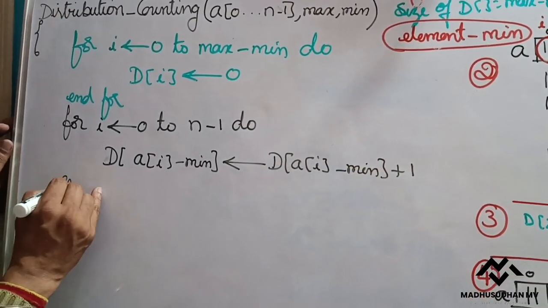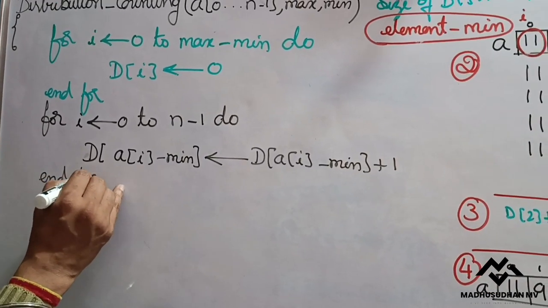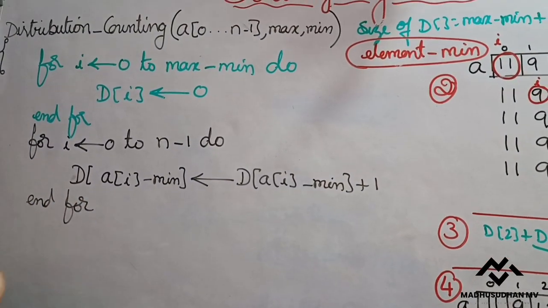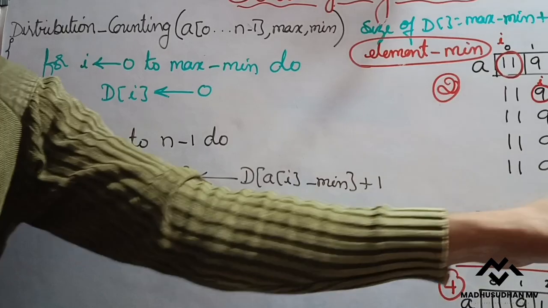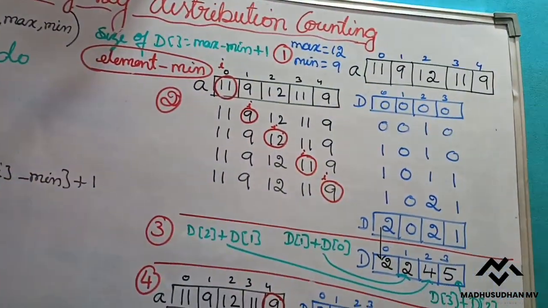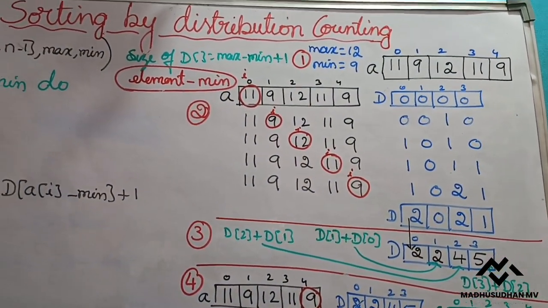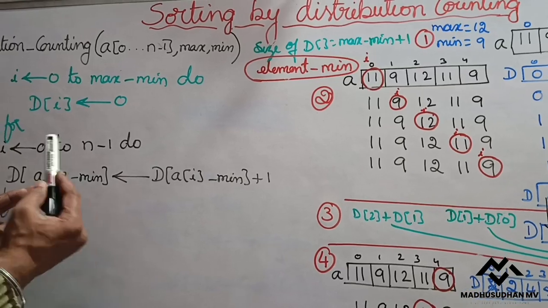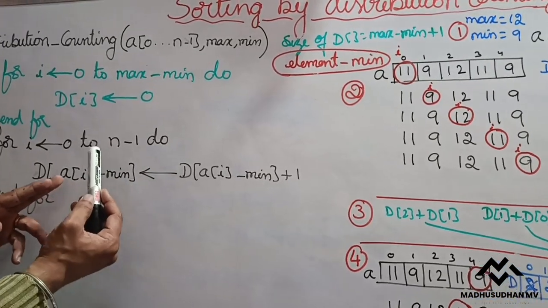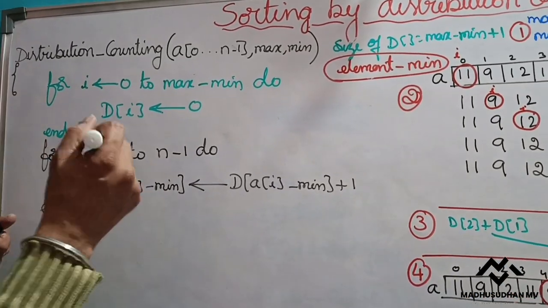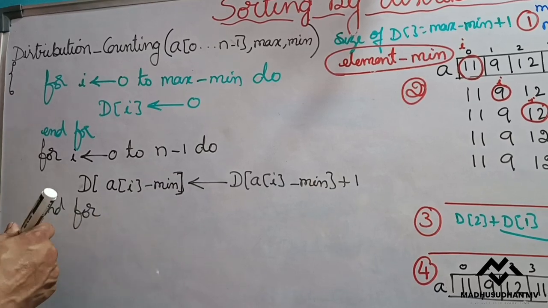Whatever is there that I incremented. End for. That's it. Now this for loop is to find the frequency of occurrences. Okay, so hope you people understood. See, A of I element minus minimum. So that I find out the incremented.